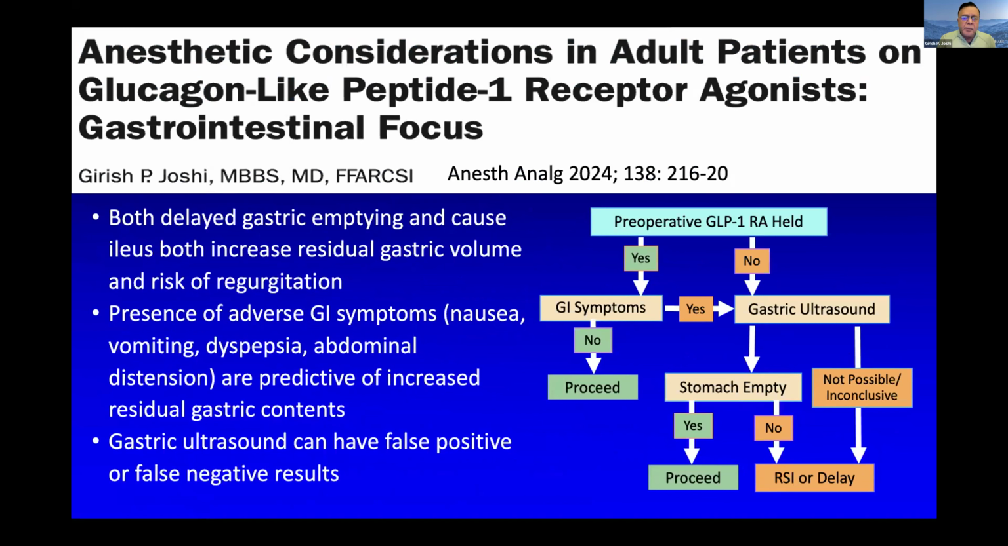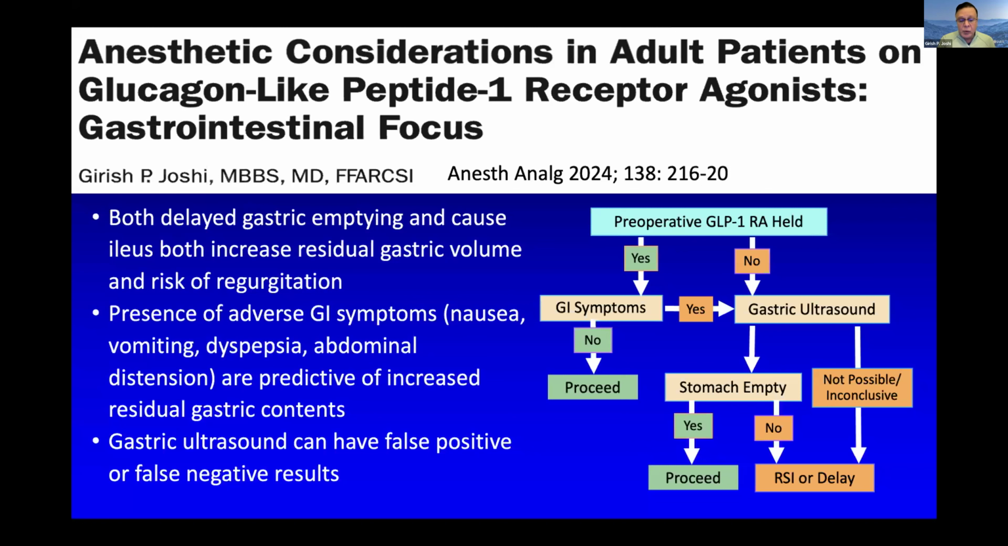answers. But bottom line, reviewing all the currently available data, though sparse, there is no question that with the delayed gastric emptying and the possibility of ileus with these drugs, there is going to be increased residual gastric volume, and thus there is a potential increased risk of regurgitation. So there's also correlation between patients having GI symptoms, such as nausea, vomiting, dyspepsia, etc., and the possibility of increased residual gastric volume.